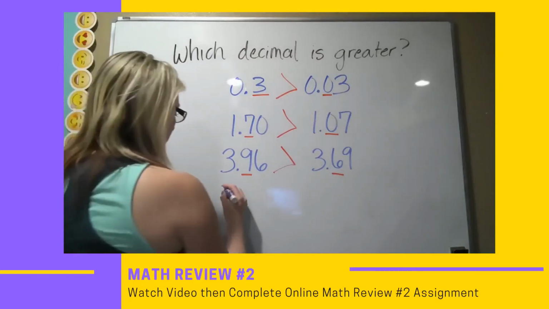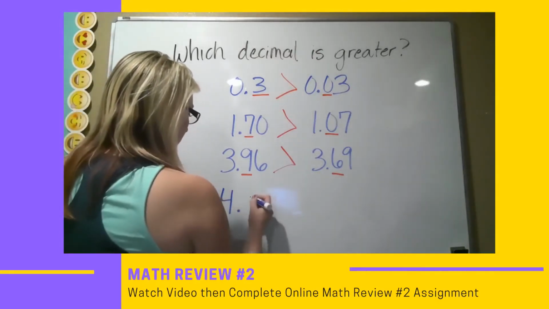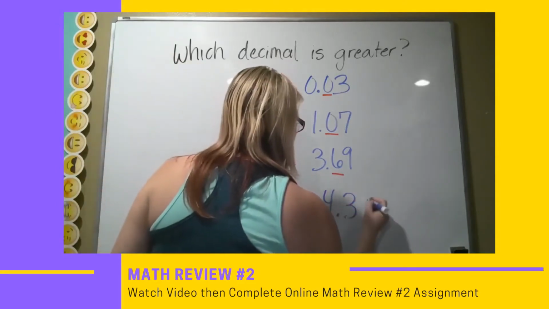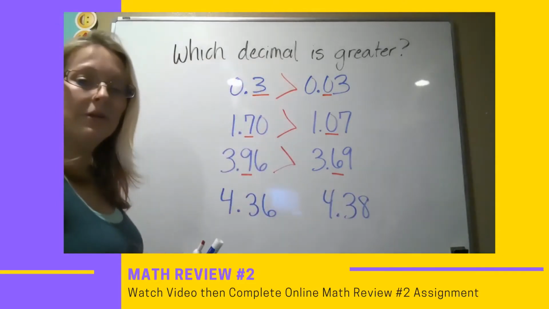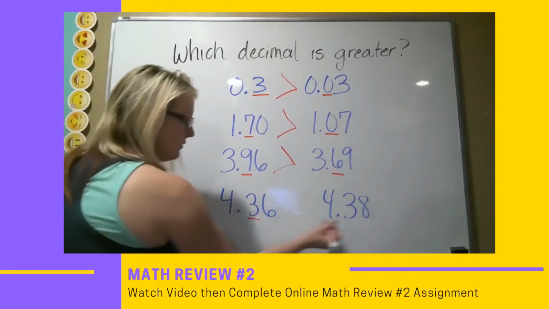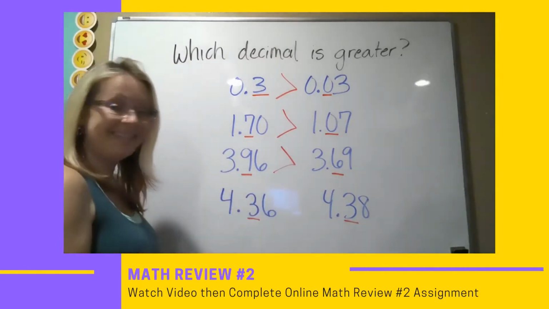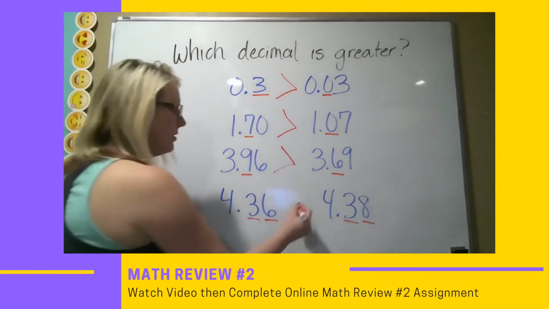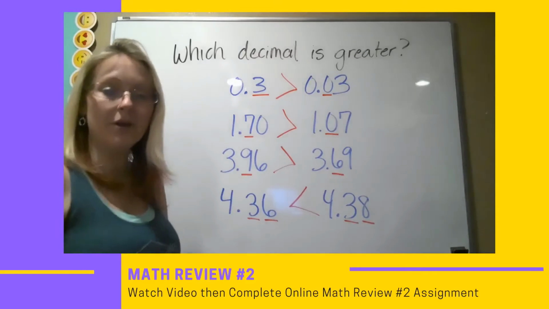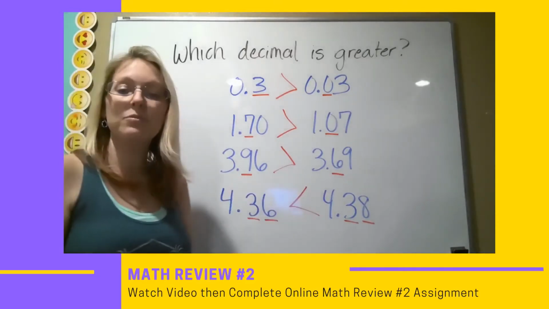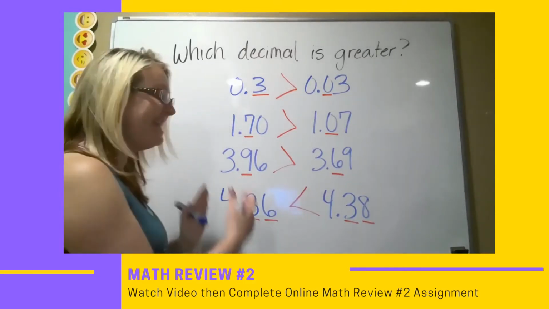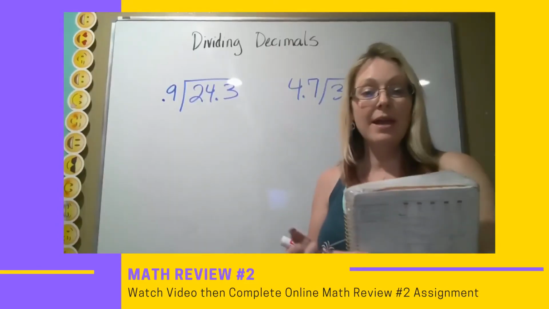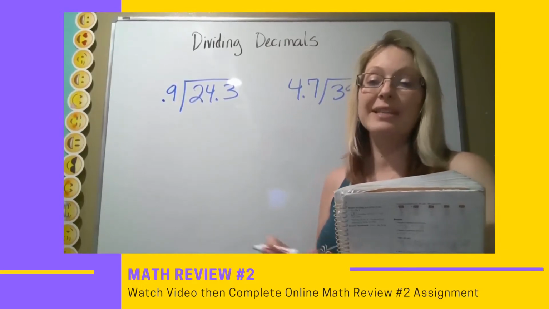What about... okay, here you go. Well, we take a look at this first digit and they're exactly the same. So we have to take a look at our second digit and see which one is greater. So this one is greater. It's always going step by step just to make sure that you're checking each place value to see which one is greater.